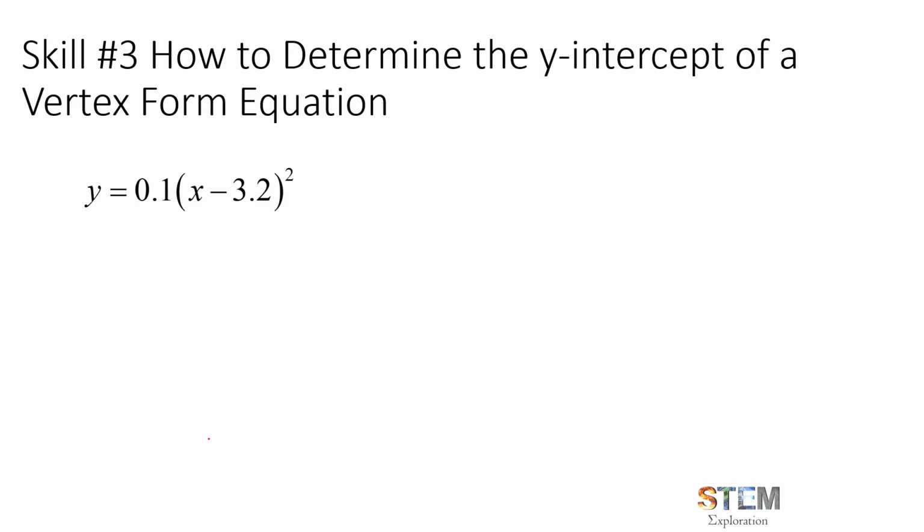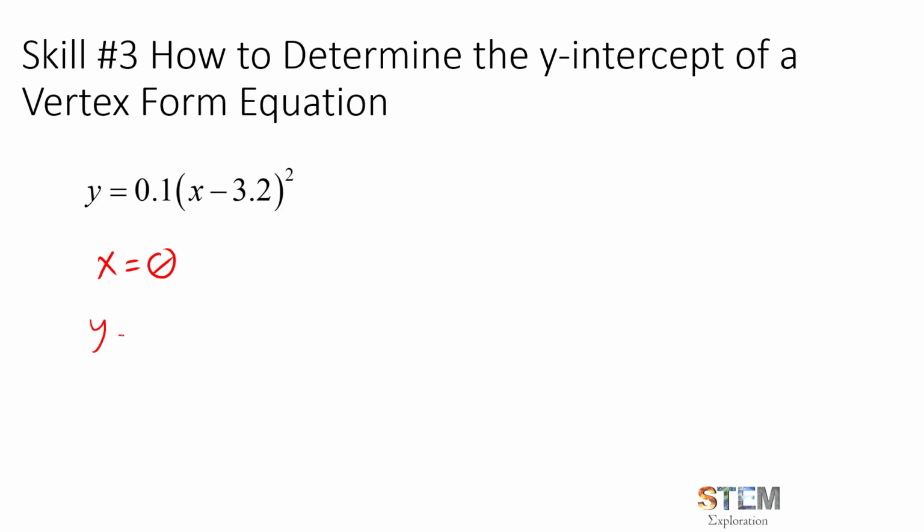So the last skill that I want to talk to you about is how to determine the y-intercept of a vertex form equation. And there's really one of 2 ways that you could go about this. One is that you could go and figure out what the equation equals if we just plug x equal to 0. This might be the easiest way to go about this, because if you plug x equals 0 into the equation, well, you understand that the y-intercept should occur when x is equal to 0.